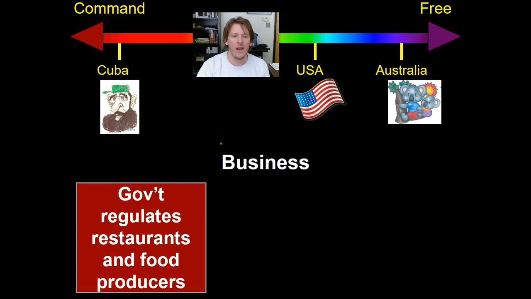Business. The government regulates the restaurants and the food producers. The government over here in the command economy, they may just simply say, you know what, we're just going to have pizza places. Taco, nope. There will only be pizza places on every corner. The government decides this is the cheapest, this is the most efficient, because at the end of the day, it's just about getting nutrition.